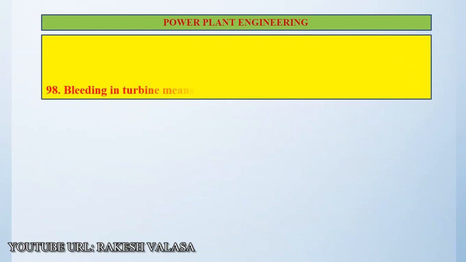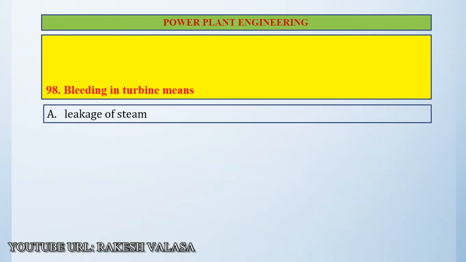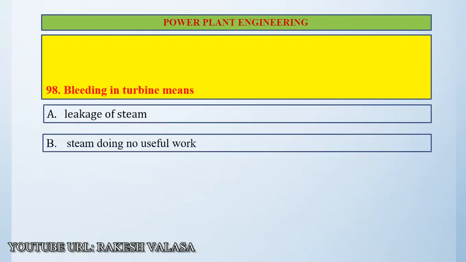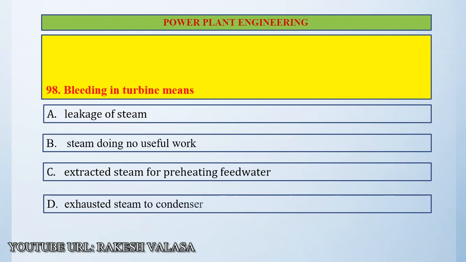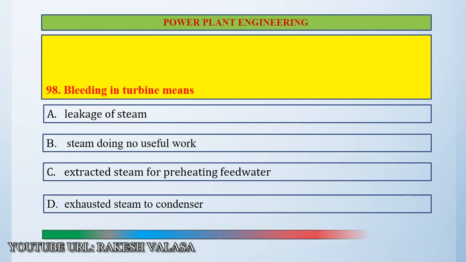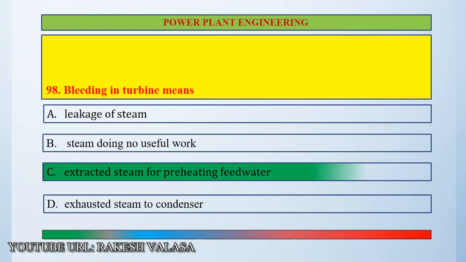Question number 98. Bleeding in turbine means option A, leakage of steam, option B, steam doing no useful work, option C, extracted steam for preheating feed water, option D, exhausted steam to condenser. The correct answer is extracted steam for preheating feed water. Bleeding in turbine means extracted steam for preheating feed water.